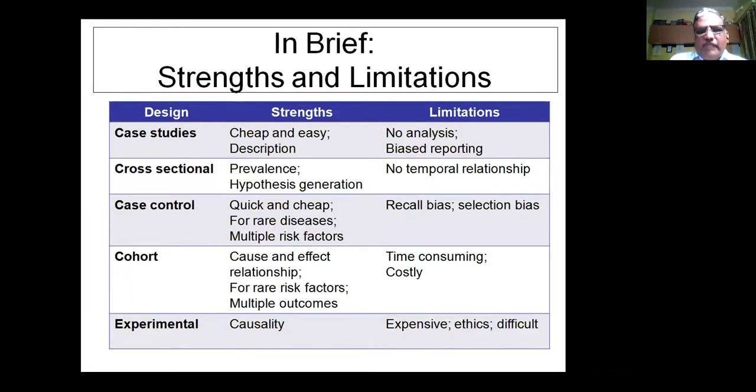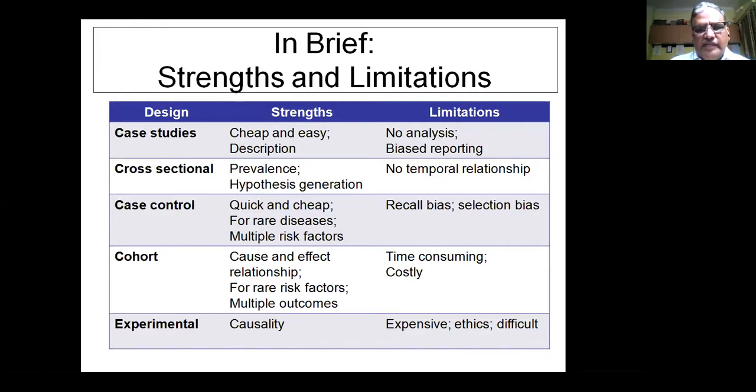So when you look at the paper, case studies typically are cheap and easy to do. There is no analysis, and a lot of the time it is whatever you got, you are describing, so there is reporting bias. Cross-sectional studies are good for prevalence and hypothesis generation, but the cause-effect temporal relationship cannot be proved because of the short period of time you are observing. Case control studies are quick, cheap, and sometimes also called dirty. They are good for rare diseases because of their nature, and you can look at multiple risk factors. There is always going to be recall bias and selection bias.